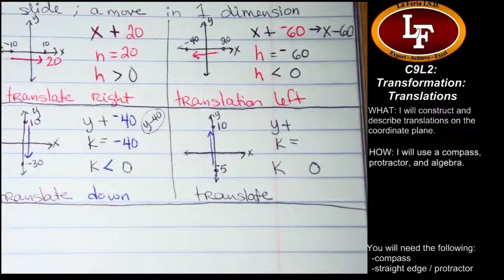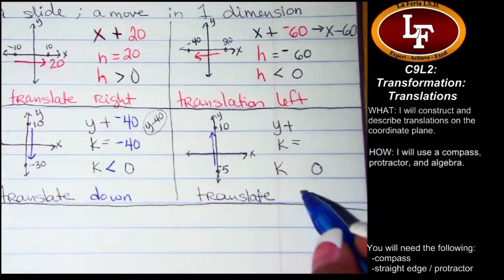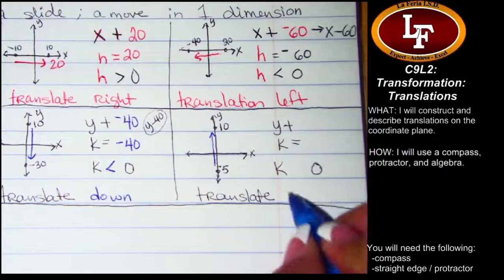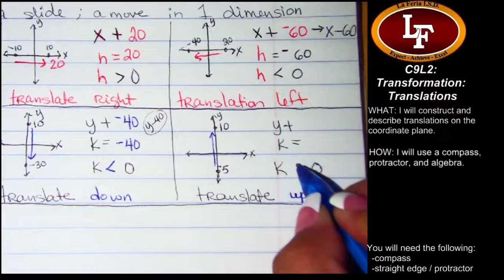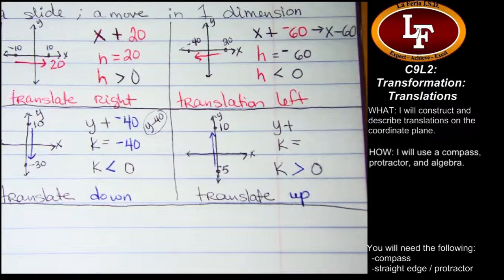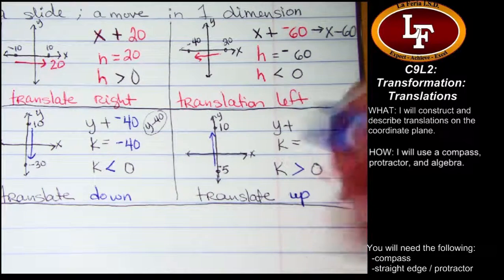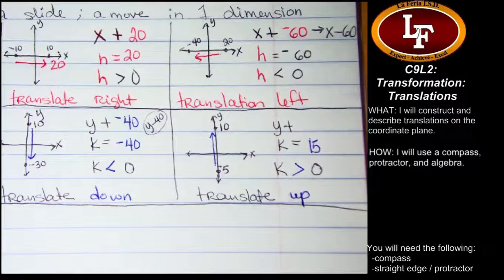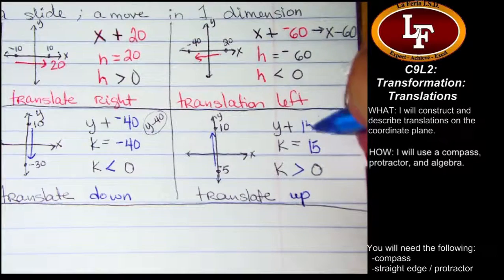All right, let's look at the next one. Which direction are we translating? Up, which means k needs to be greater than 0. And what's the value of k? 15. You have to move 5 to get to 0, and then from 0 you move 10 more. So 15. And so the expression is y plus 15.